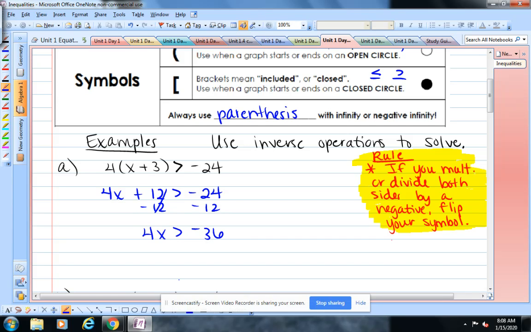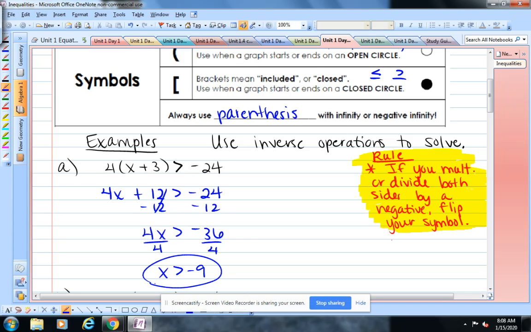Negative. Any questions so far? All right, now what do we have to do? Divide both sides by 4. Are we dividing by a negative? No, it doesn't matter if this number is negative, and it doesn't matter if the answer is negative. It's the number you do to both sides. If you divide by a negative, then you flip it. So we're not flipping this one. My answer is x is greater than negative 9.